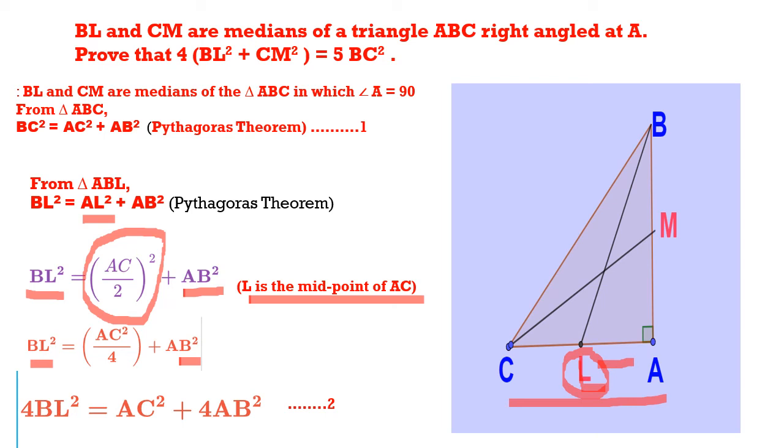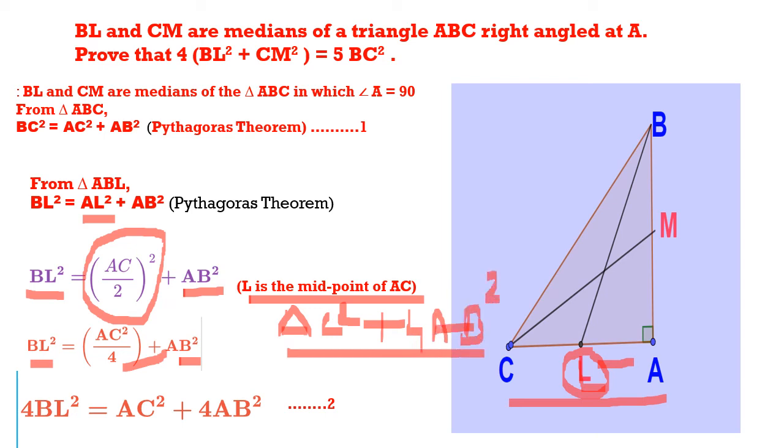But in the last step again, there will be some modification. You are going to transpose 4. For that, you first have to take the LCM. You take the LCM of AC squared plus this 4, which will get cross multiplied with AB squared, so you will get 4AB squared, upon 4. Transpose this 4 to BL squared, so it will get 4BL squared is equal to AC squared plus 4AB squared. Name it as equation 2.